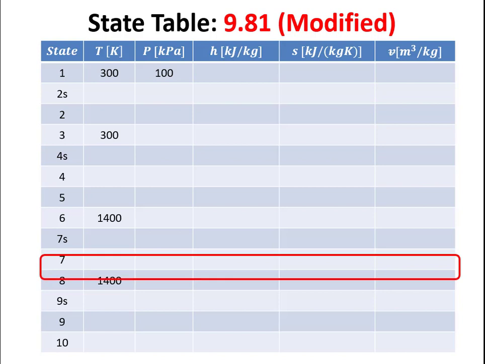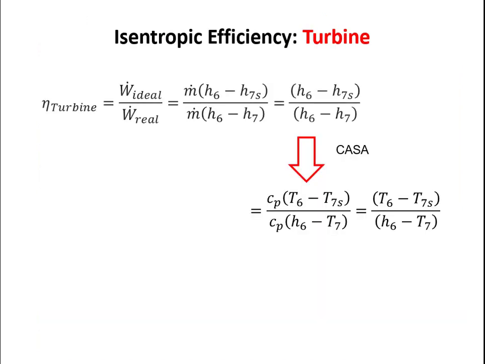As I go from 7s to 7, what I need to do is look at turbine efficiency, now with the correct subscript, and I can either get that as a function of the enthalpies, where I know the specific enthalpies except for H7, or as a function of temperatures in a cold air standard analysis, where the only thing that I don't know is T7.